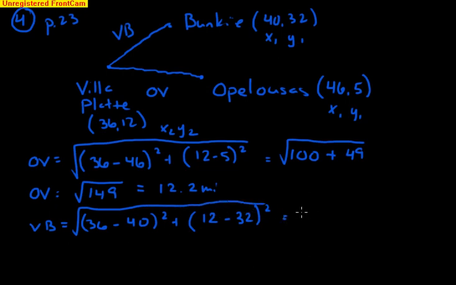So this is going to be 36 minus 40 is negative 4. Negative 4 squared is 16. 12 minus 32 is negative 20. Negative 20 squared is 400. So we add them together. 416 is inside the square root, and here's our calculator. The square root of 416 equals 20.4. Round up.